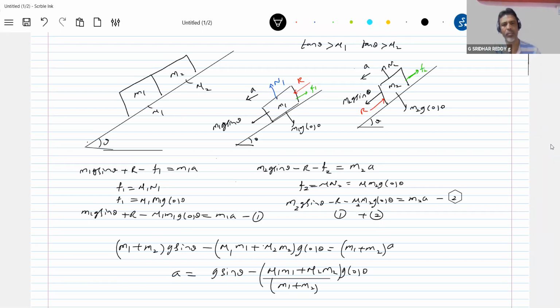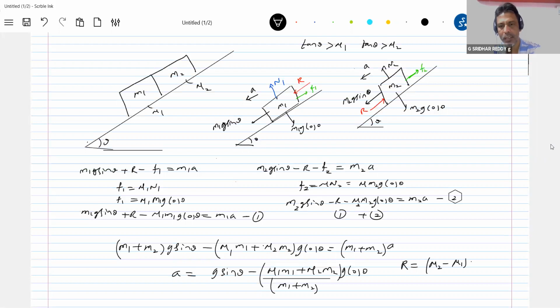If you want, you can take g also outside. So we'll end up with this basic equation, the expression for acceleration. Okay, now what about the reaction? Substitute this value of a in any one equation, you'll get the expression for the reaction. I'll directly write it. The reaction means the normal contact between them.